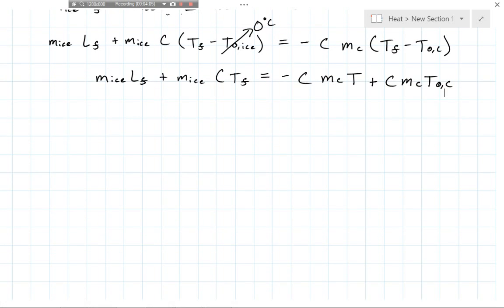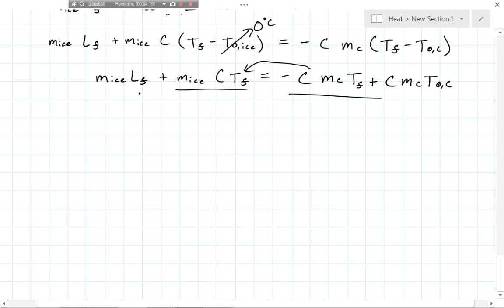So I want to take everything that has a final temperature and bring it to one side. So this has a final temperature and this has a final temperature. So I want to add this over to this side and I'm going to subtract this number over to the right side. So when I do that, I'm going to have the mass of the ice times the specific heat of the ice times the final temperature. So this term is going to stay on the left side.